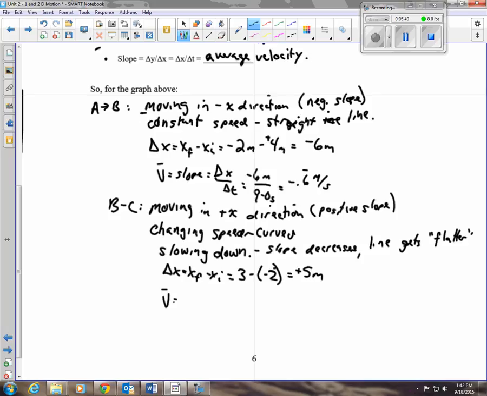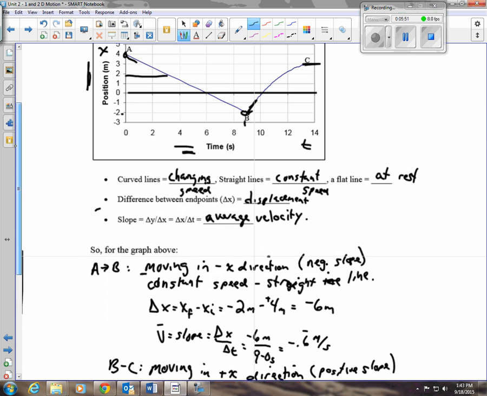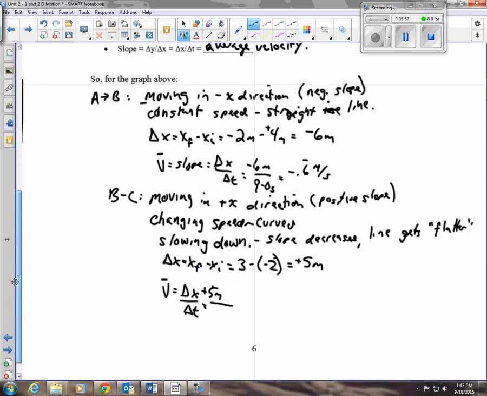And then for the average velocity, delta x over delta t, it's going to be plus 5 meters. Now for the time, we don't want to just use the ending time here of 14. I'm going to do 14 minus 9 seconds. So that's going to be 1 meter per second. And it's positive because it was going in the positive direction.